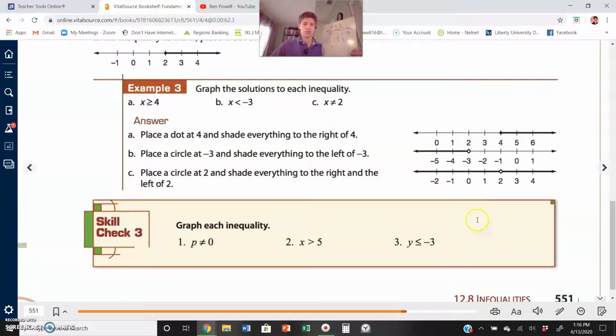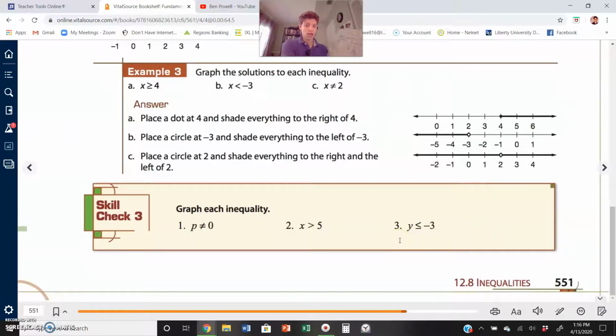Okay, let's try skill check 3. Pause, and then I will graph these with you. Hopefully you already graphed them. Let's look at number 1. It says P is not equal to 0. We just did this in letter C up here.